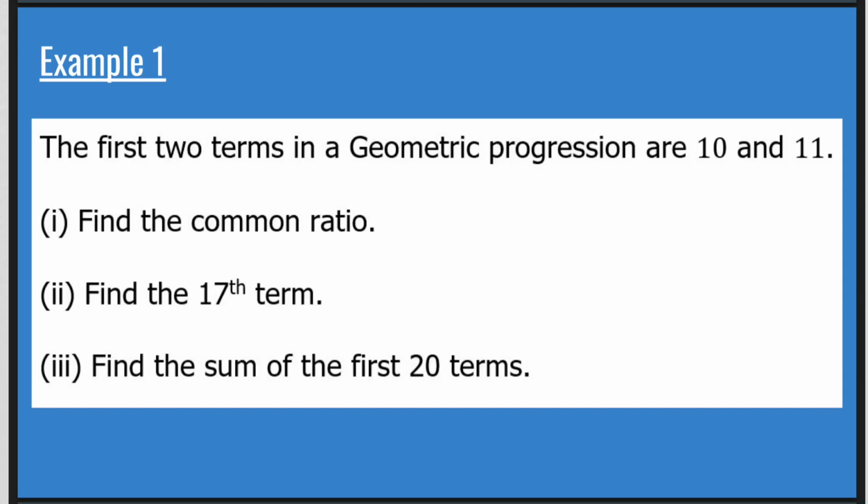Okay, I'm going to start nice and straightforward. This is 10 and 11, and they're the first 2 terms. So the first term of a geometric progression, if I might use that term, is a. The second one, if you remember, is ar.